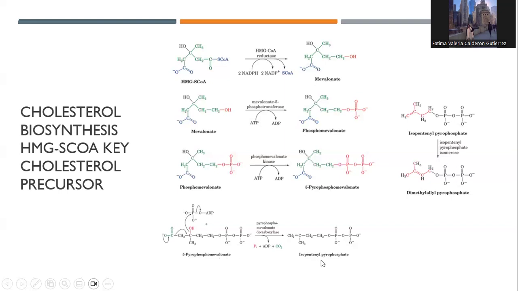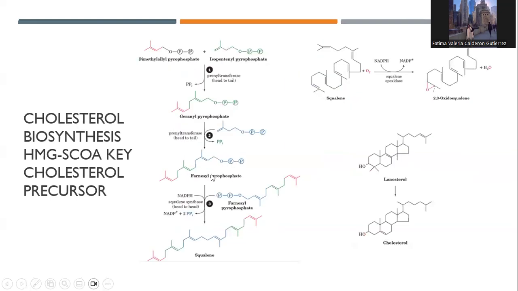5-pyrophosphomevalonate to isopentenyl pyrophosphate, because after this conversion comes dimethylallyl pyrophosphate, which goes into the second part of the transformation to cholesterol, taking on different phosphate groups. After that, the isopentenyl pyrophosphate is going to join this process and make squalene, which is a really branched structure at this step.